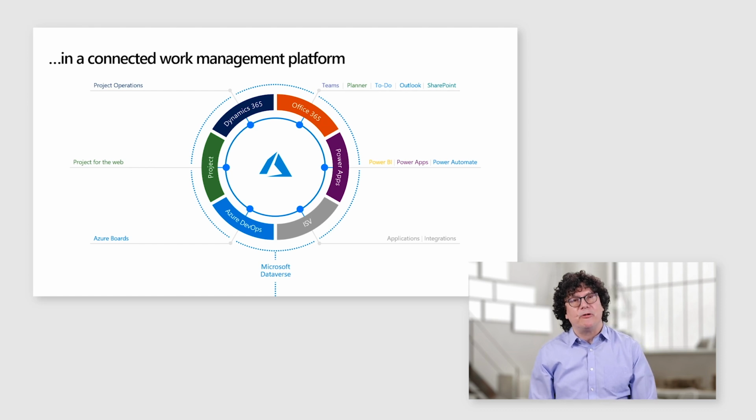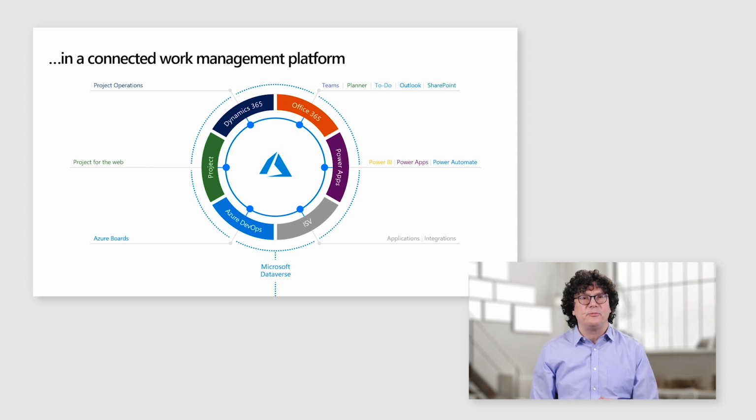With this capability, project, program, and portfolio managers can bring projects together from Project for the Web, Project Online, and even Azure DevOps to build visual roadmaps that will allow them to track progress across multiple work streams. And finally, Project for the Web stores all of its data in the Microsoft Dataverse.